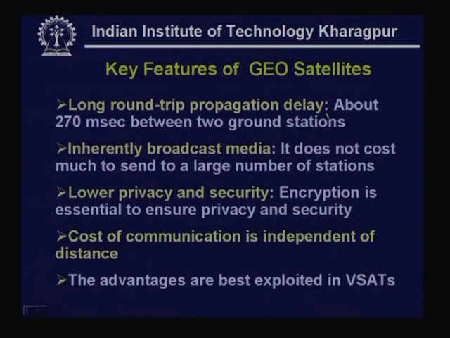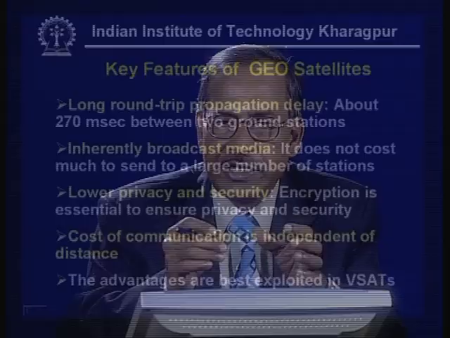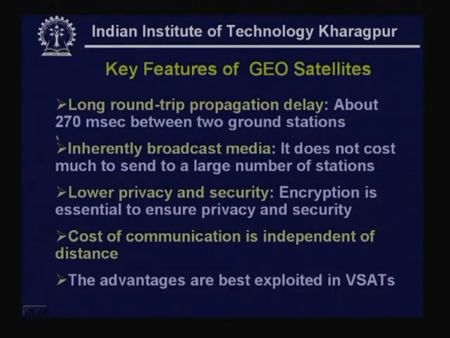Now, let us look at the key features of the geostationary satellites. One important feature is the long round trip propagation delay, and as you know the distance is about 36,000 kilometer, and the electromagnetic radiation goes from the surface of earth to the satellite and comes back at the speed of light, 3 into 10 to the power 8 meter per second. So, even with that speed it takes about 270 millisecond between two ground stations. That means, the round trip delay is 270 milliseconds. While designing a system, you have to take this parameter into account, particularly as we shall see when we consider the medium access control technique.